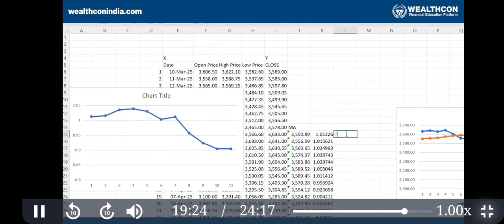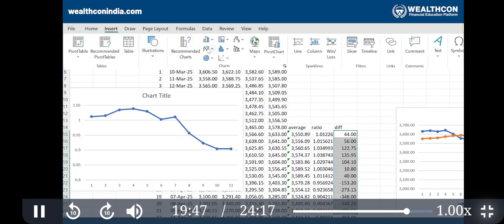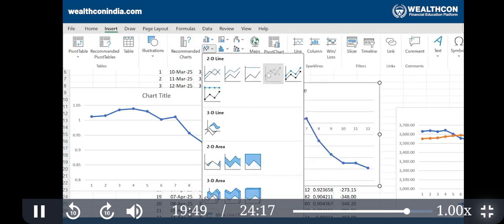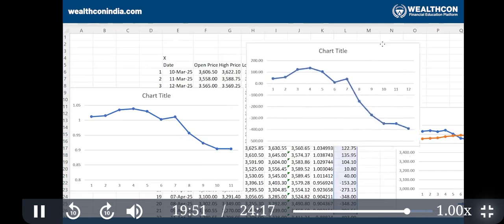What if I take just the difference? That means the current price subtracted by the price 10 days ago. So this is a difference, only the price difference. This is the ratio, this is the average. Okay, these are the processing. If we plot this difference, okay, this is the difference.